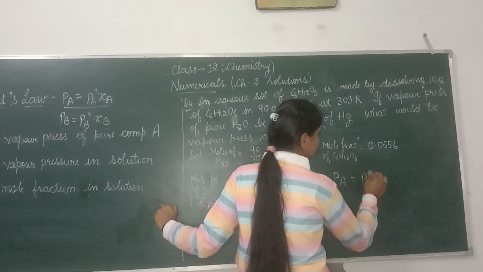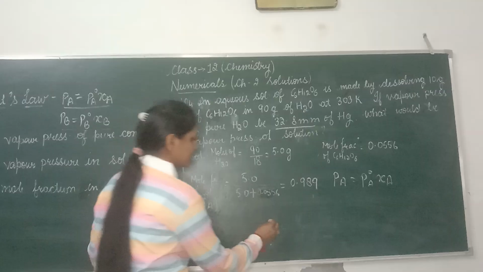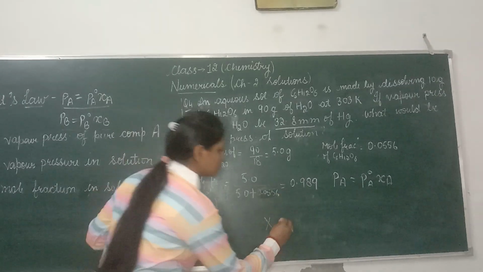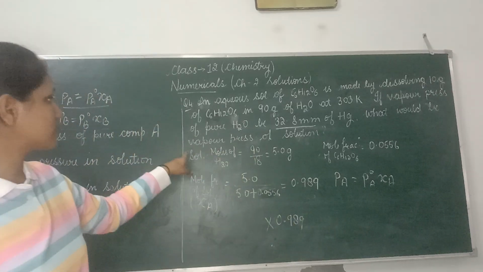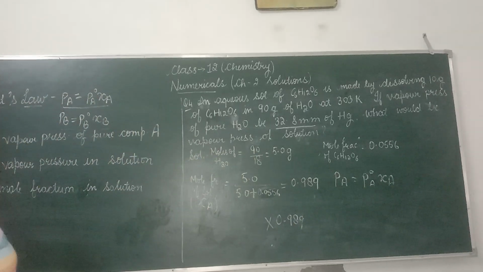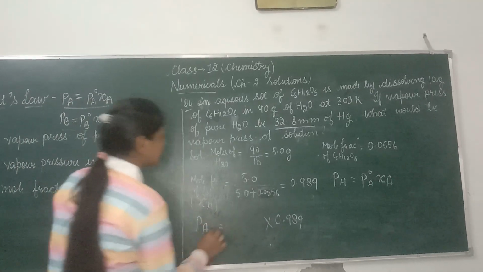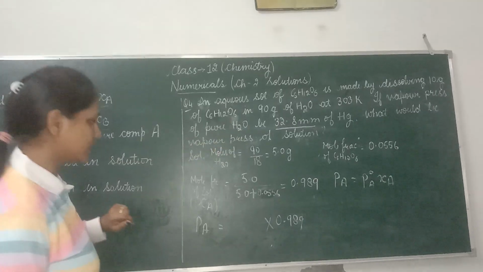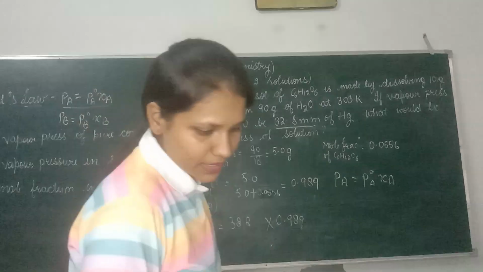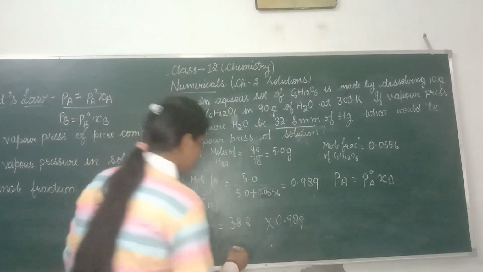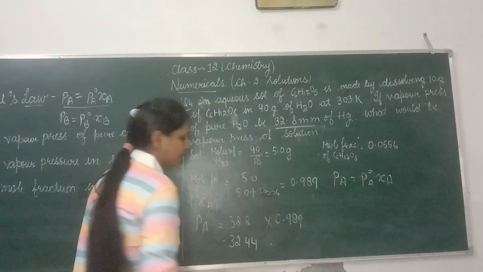PA is equal to PA naught multiplied by XA. We have calculated the value of XA, which is 0.989, and we have to calculate the vapor pressure of the solution, that is the value of PA. PA naught is given to be 32.8 mm of mercury. By doing all the calculations, it comes out to be 32.44 mm of mercury.